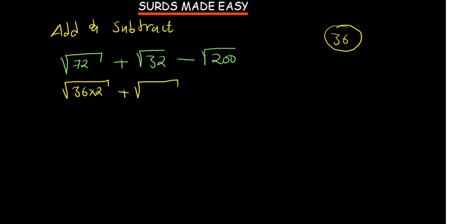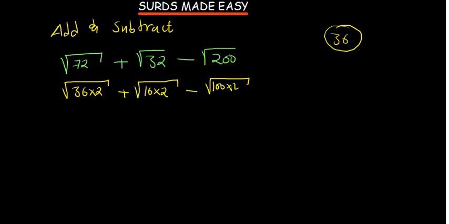16. Is it a perfect square number or not? It is. So we're also going to write that 16 multiplied by 2. And then minus, we go to the 200. 2 into 200, we know that is 100, right? So that is going to be 100 times 200.